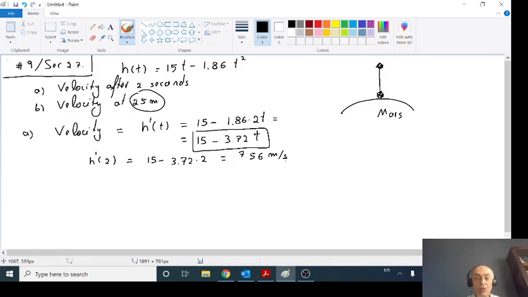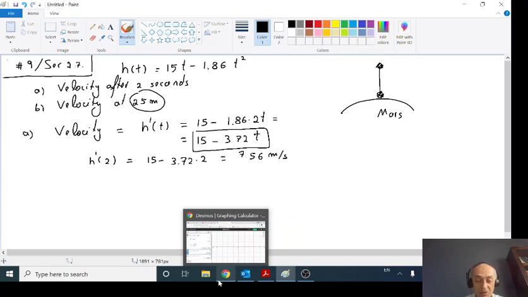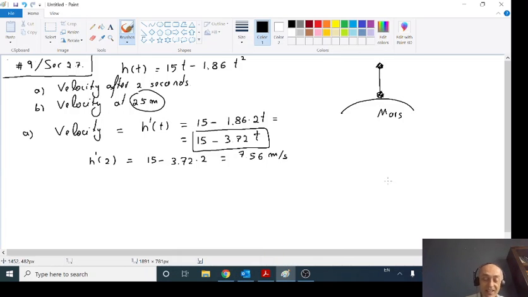Now for part 2, I did a little bit of extra work, because without preliminary work you could make mistakes. Here's what it says: find the velocity when the rock reaches 25 meters in height. That means we have to find out at what time we reach 25 meters high. So we have to solve the equation 25, which is the height that you want to reach, equals the formula for the altitude.